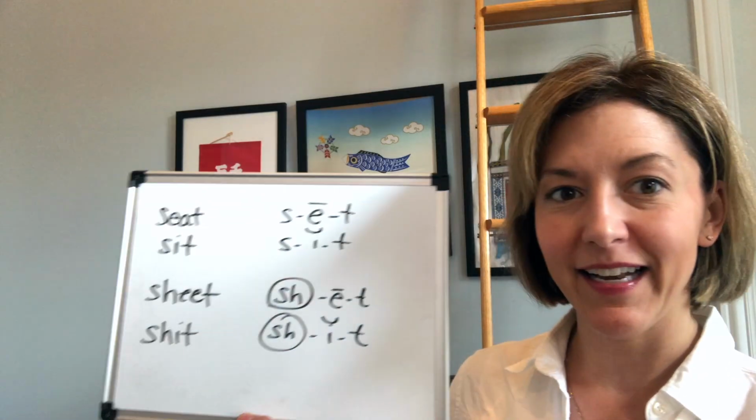Today's question is, how do I pronounce the word seat, a chair, sit, which is to rest your bottom on the chair, sheet, which is a rectangular piece of paper or something that you put on the bed, and shit, which is poop. Yes, this is an actual question. And it's a very embarrassing mistake, so let's go ahead and jump right in and take a look at these words.